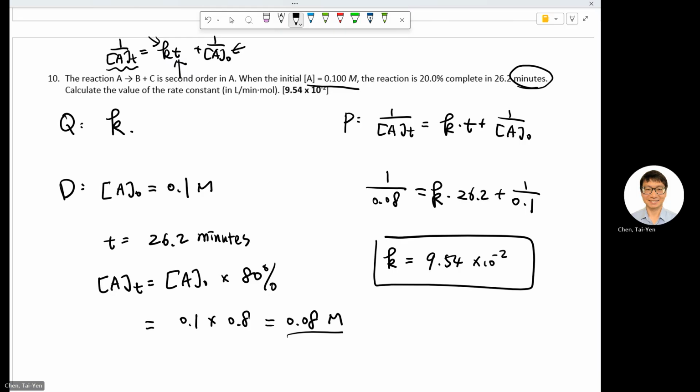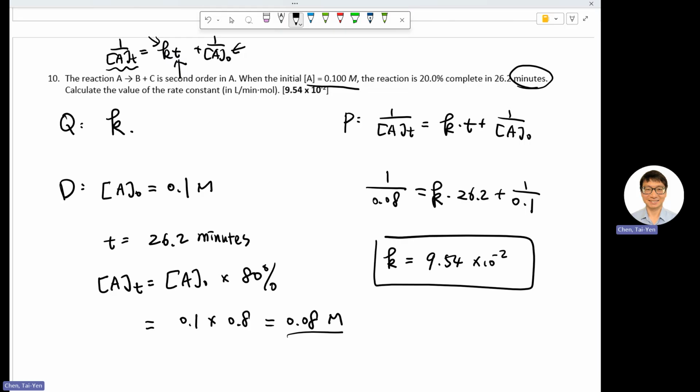So, first, after you read the question, you see that it gives minutes for how long it takes. Okay, therefore, you know you must use the integrated rate equation. There are three of them. Okay? And you see it's actually second order, therefore you know the equation to use is actually 1 over AT equals KT plus 1 over A0.